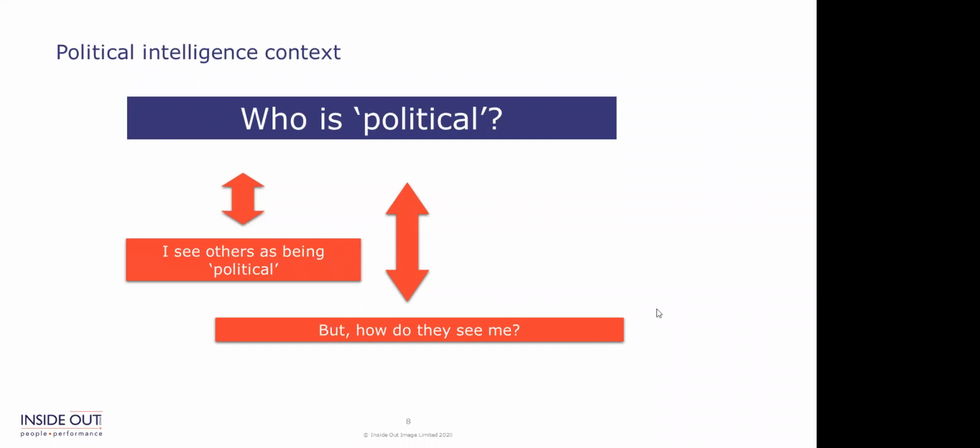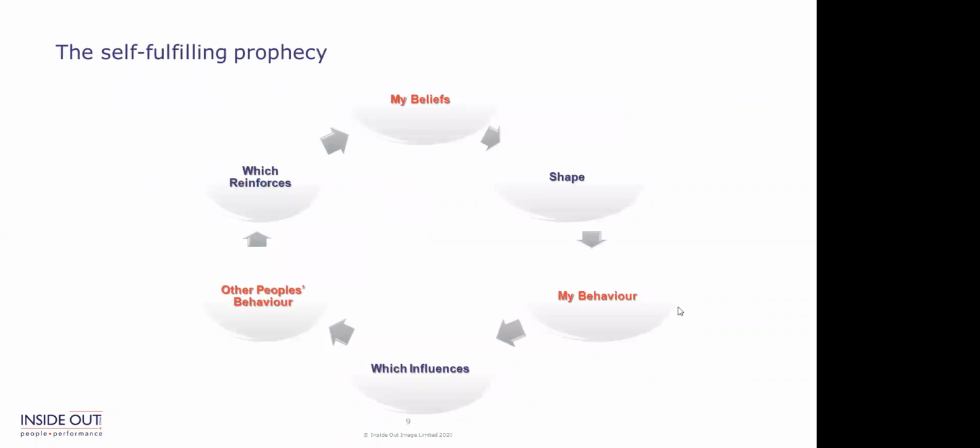So we see others as being political, but actually, how are they seeing you? You understand your behaviour because you know your assumptions, your motivations, your values, and your beliefs that drive that behaviour. But that might not be so obvious to other people. So we need to think very carefully about how we're coming across at work.